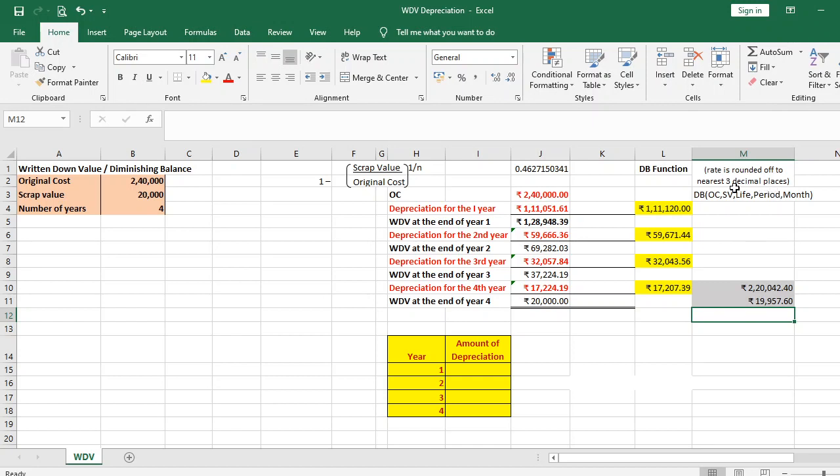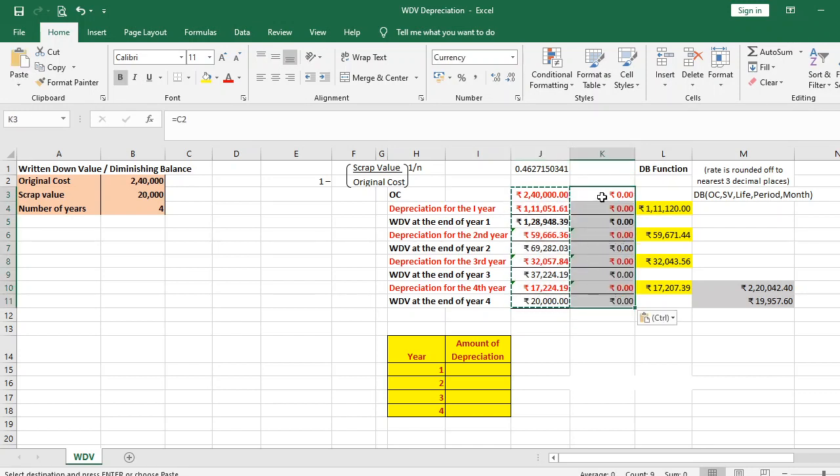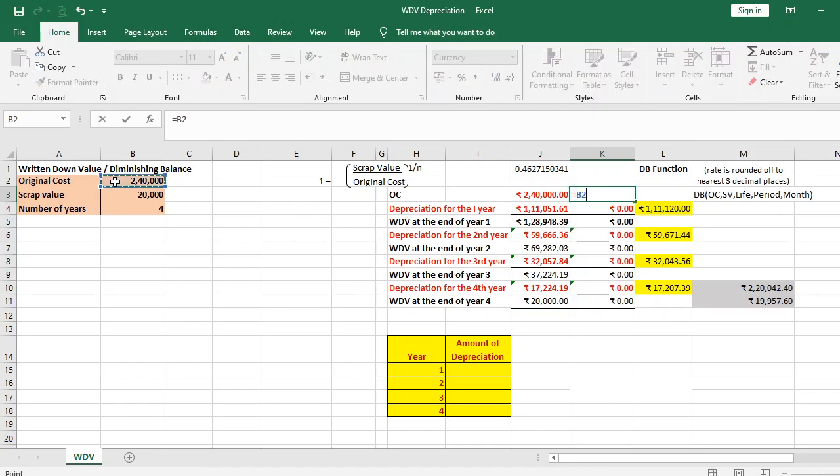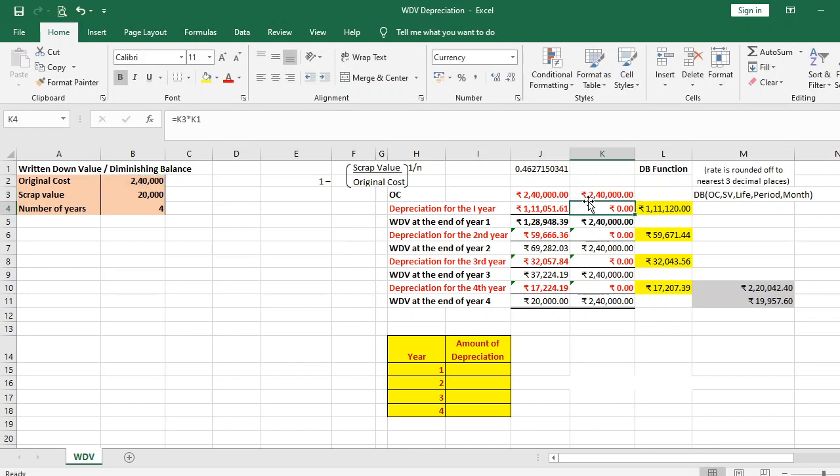So I told you in the DB function the rate is rounded off to the nearest 3 decimal places. So let us find it here. Let us copy all this and let me paste here. Here the original cost, let me take it from there. It is 2,40,000. Depreciation rate, I will take 3 decimal places. It is 0.4627. Therefore, it is rounded off to 0.463. Enter. Now I get the same amount.